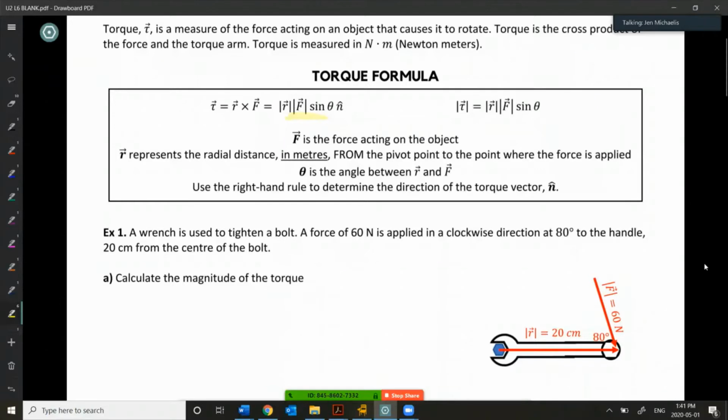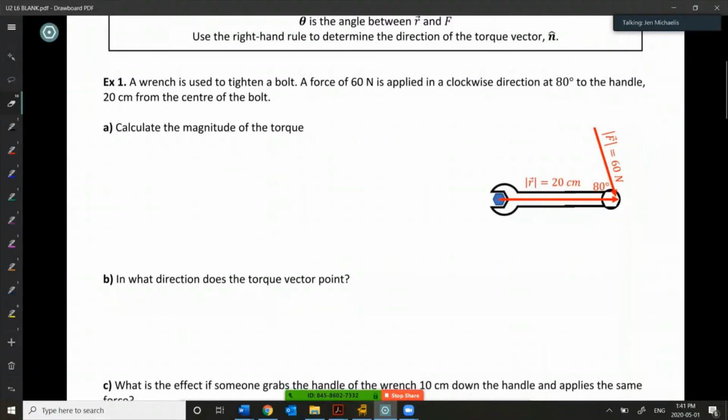Now, if I'm just interested in the magnitude part, I remove this normal vector part, and you can see that we're just interested in that magnitude component if I just want to know what that torque is, but not the direction. So let's take a look at an example here.